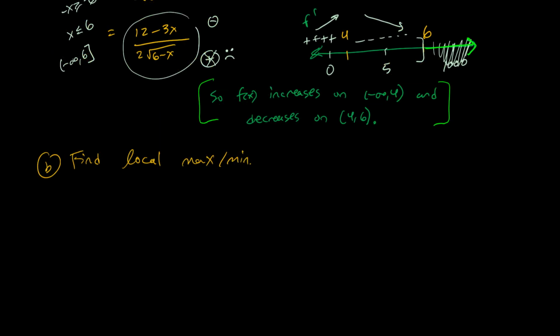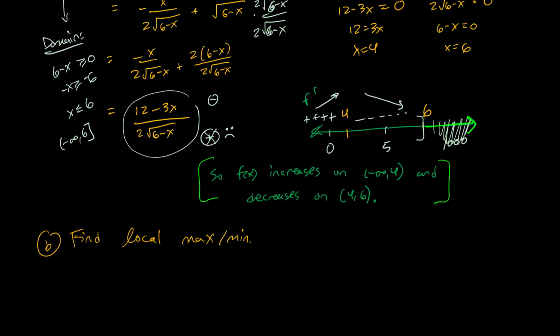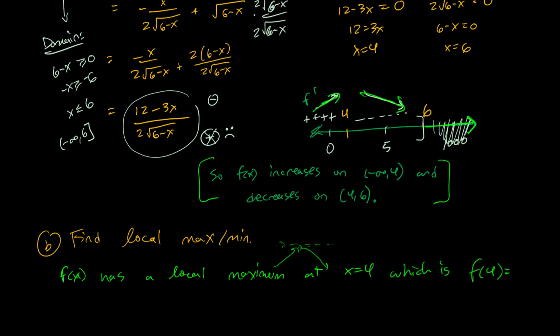Part B says to find local max and min. And actually we've already done that because looking back at my chart here, we said that the derivative is increasing from negative infinity to 4 and it's decreasing from 4 to 6. So that means if I'm going up and then down, that spot in the middle where I had a horizontal tangent line at 4 has to be a max. And that would be at x equals 4. And then if you want to write it as a point, that maximum is f of 4, which is going to be 4 to the square root of 2. Okay, and you could write that as a point if you want, 4 root 2. That's your max. There is no min, right? Because once we start decreasing, well, we just hit the end point of our domain.